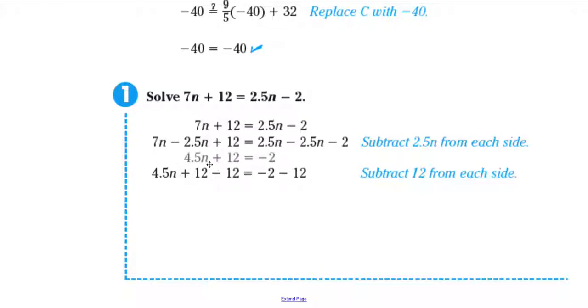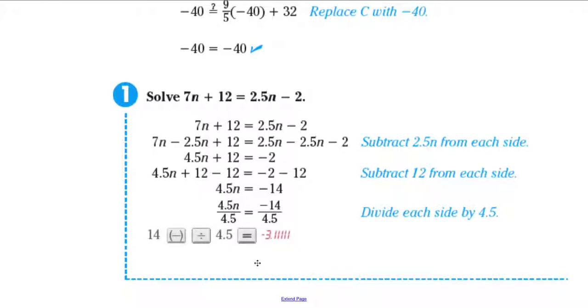Oops, I forgot that step. 4.5n plus 12 equals negative 2. And then now you need to undo positive 12 by subtracting 12 from both sides. So you end up with 4.5n equals negative 14. And then we need to undo 4.5n by dividing both sides by 4.5.